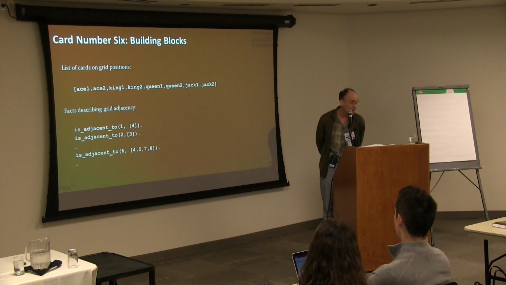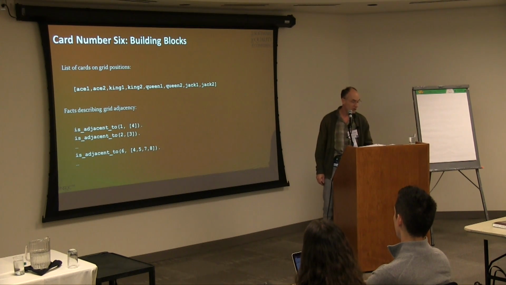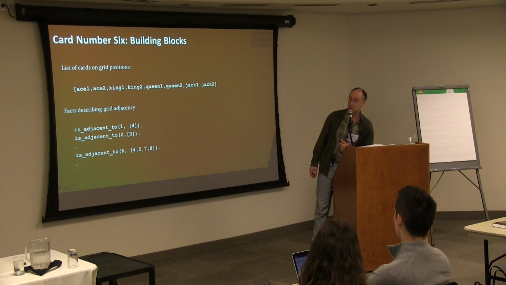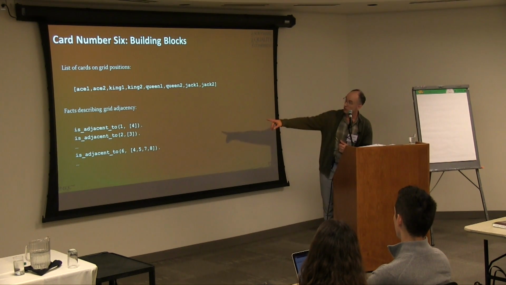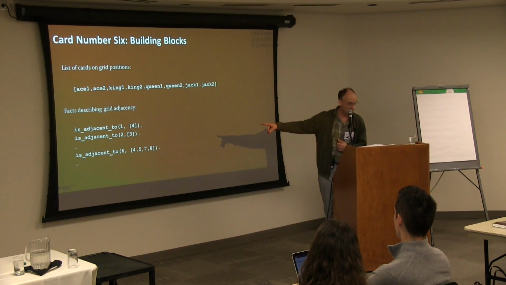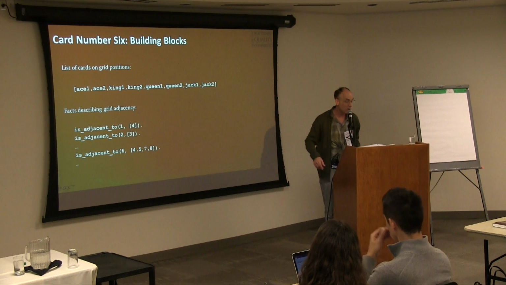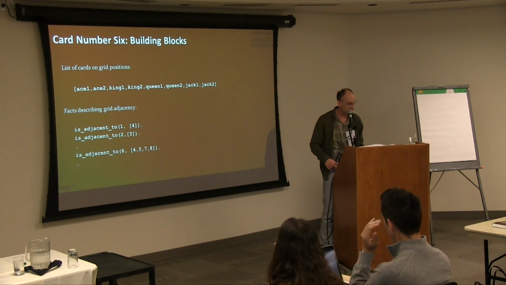Next, we're going to add some facts describing grid adjacency. What these facts are, these are just like routines. These are not Prolog functions. These are facts that we've written in Prolog. The first one says square 1 is adjacent to square 4. Square 2 is adjacent to square 3. 6 is adjacent to 4, 5, 7, and 8. And you'll see how we use this fact in a second.